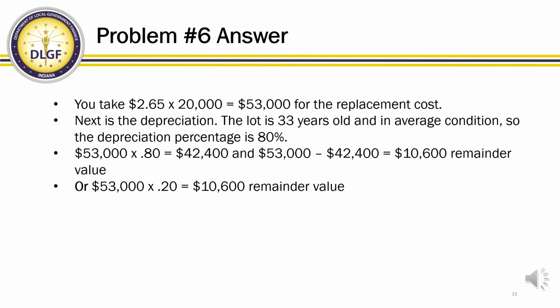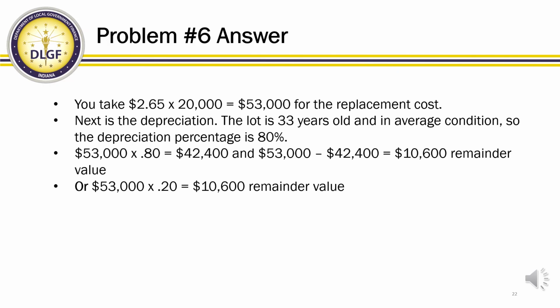So when we go back to page 28, we determined our effective age is going to be 32, so we're going to go down to 32. And our life expectancy is 10, so we're going to go over to 10, and we're going to find 80% depreciation. So the next thing that we're going to do is we're going to take our replacement cost.